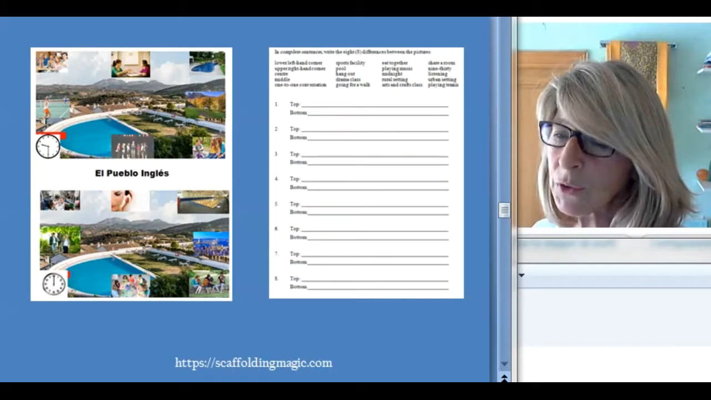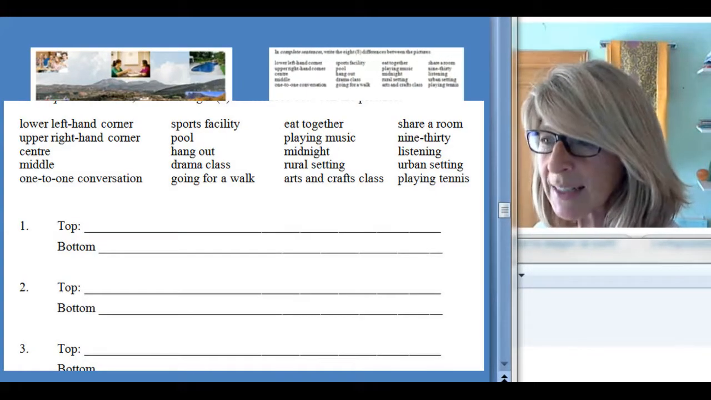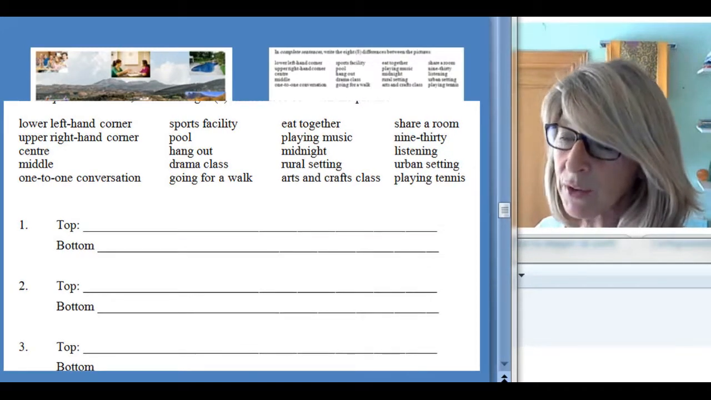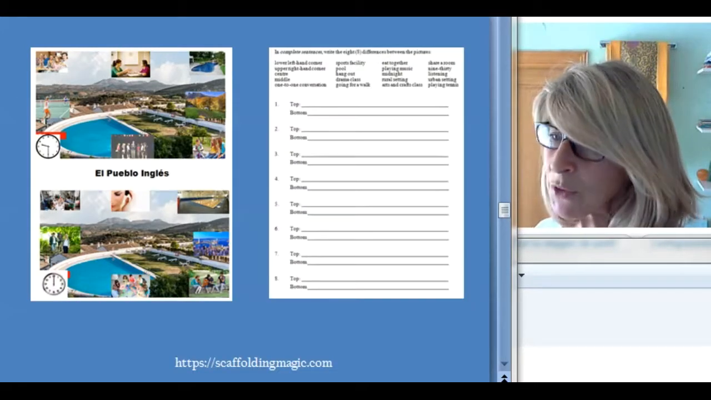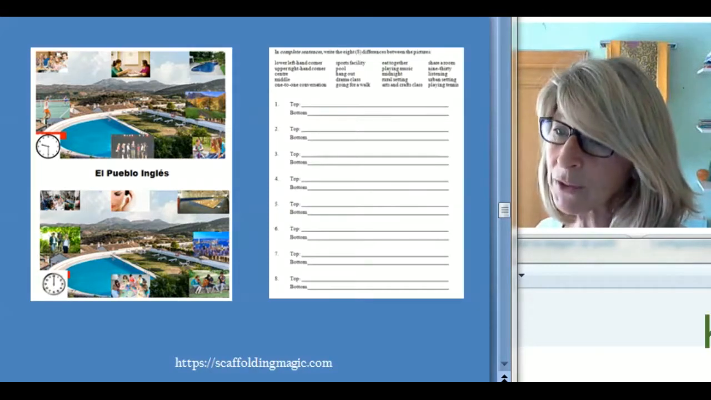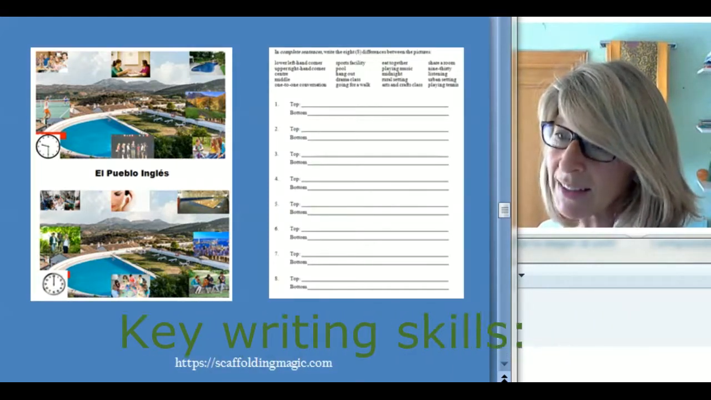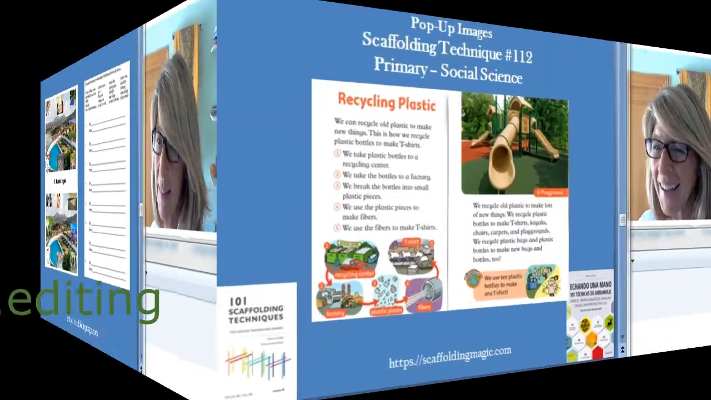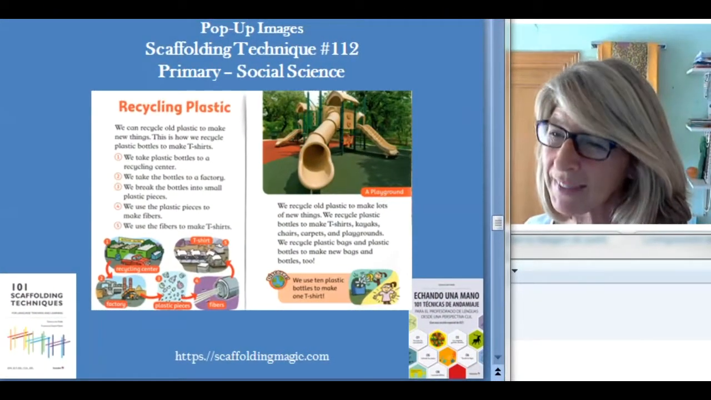Lastly, we give the photos to each pair of students with a sheet that includes the terms we just went over, plus lines where they'll write their observations. Anytime you can include writing in the tasks, we're helping our students to practice key writing skills: planning, drafting, revising, and editing. Let's try this with a primary social science lesson.